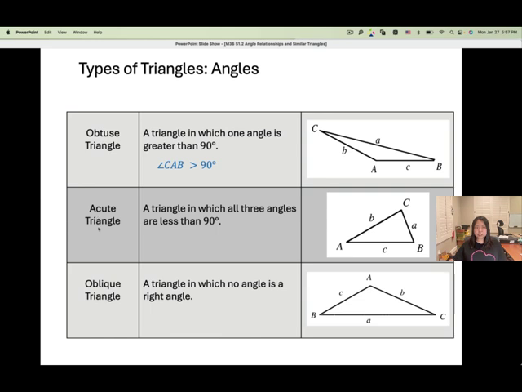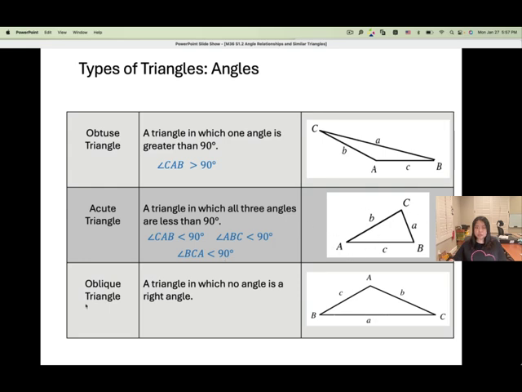Second one, acute triangle: a triangle in which all 3 angles are less than 90 degrees. So we could write it down, angle CAB. When we write it down, angle CAB, we're going to look at the middle angle here. This is talking about angle A here. Angle CAB is less than 90, and also angle ABC, so talking about angle B here, is also less than 90 degrees. Last one, angle BCA, talking about angle C, is also less than 90 degrees. So this is called an acute triangle.